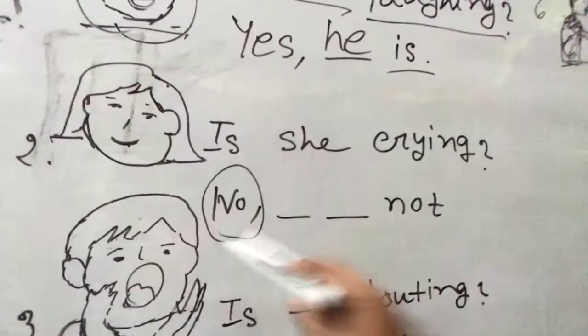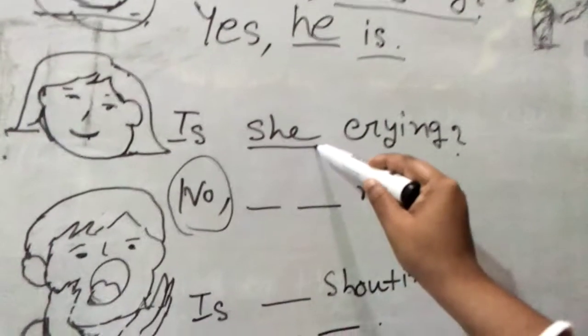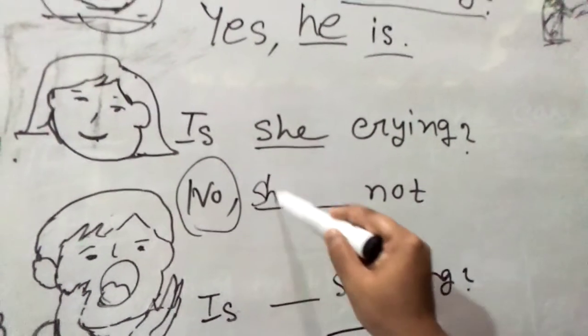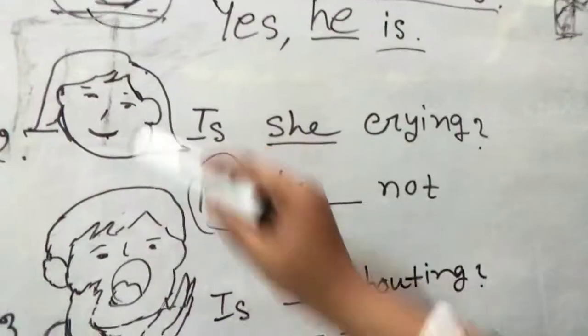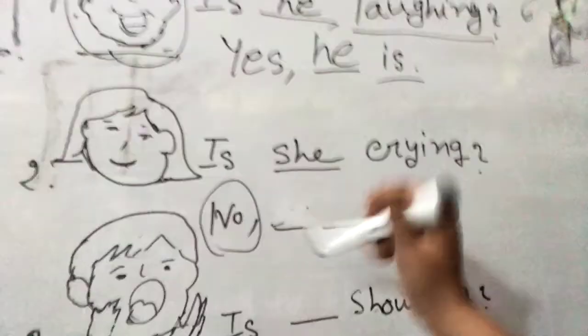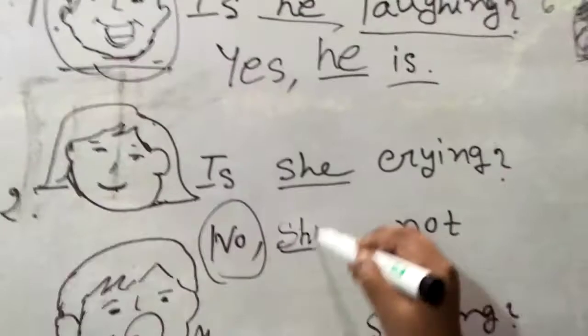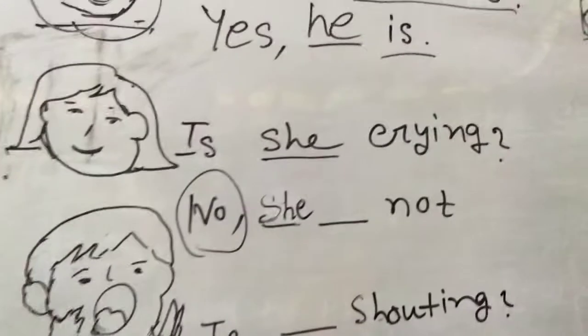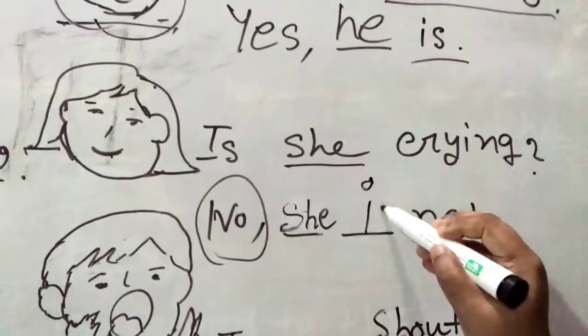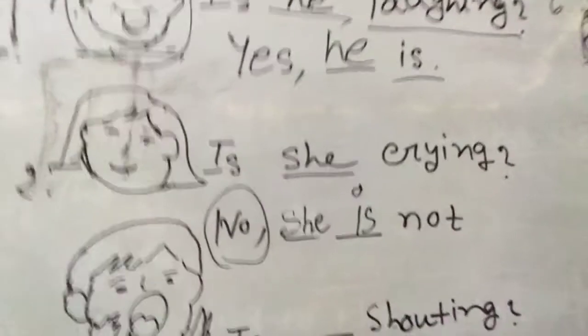So we should put the subject, what? She. Why is it she? Because it's a girl. From the hairstyle we can sense it's a girlish style. So she. Then after she, what should we put? Is. So she is not. Now coming to number 3.